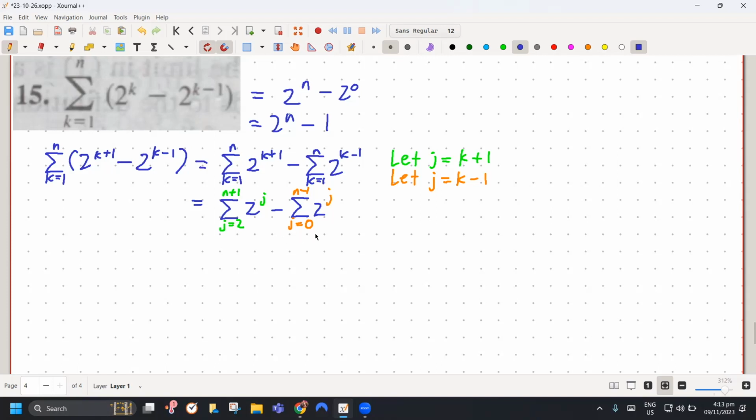May 2 to the 0 ba sa first sum? Wala po. May 2 to the first ba? Okay. So, wala pong 2 to the 0 and 2 to the 1. Dito sa second, meron. Ngayon, tingnan natin yung first sum. Ano meron sa first sum na wala sa second sum? Meron po siya 2 to the n tsaka 2 to the n plus 1. Okay. So, yung next line ay equals.